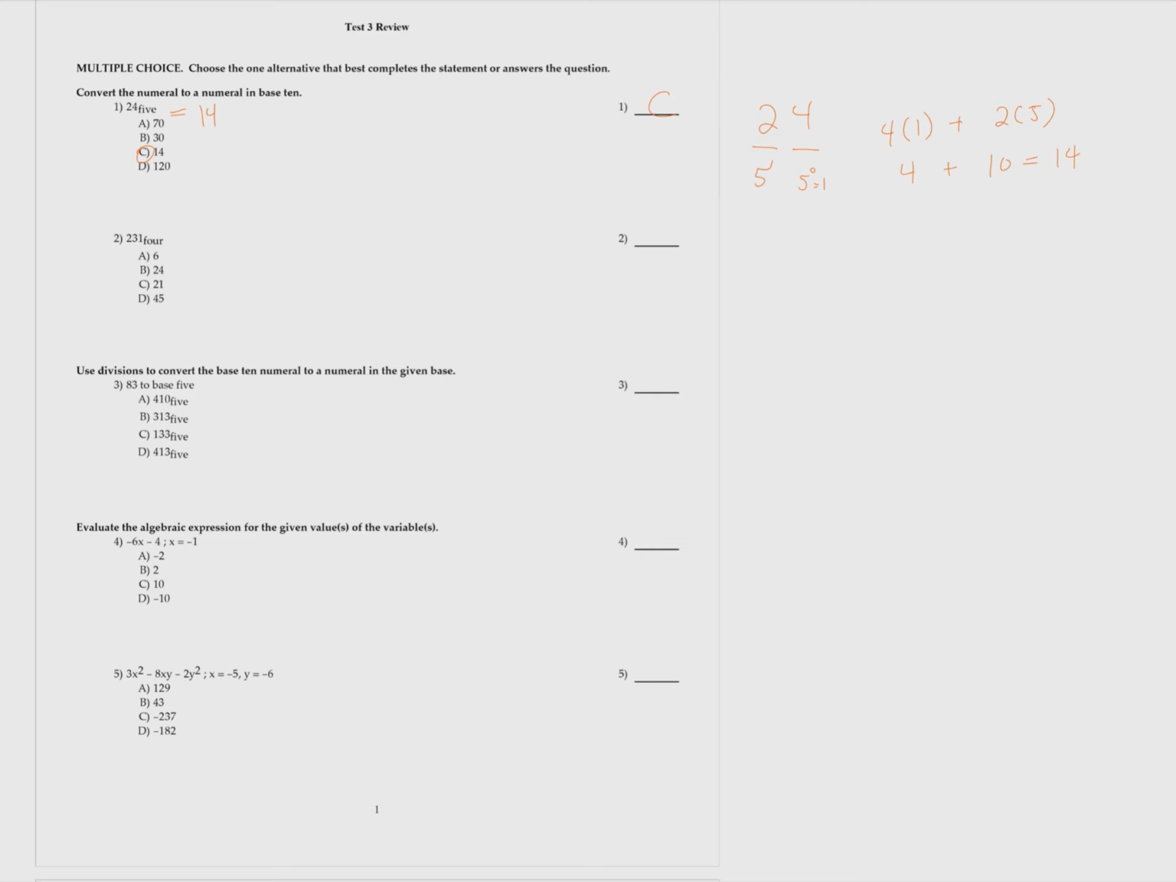Let's try number 2. It's the same type of question, different base. So I'll put the work here. I'll do it in a different color. So 31, excuse me, you have 3 digits, and it's base 4. So this is still the ones. 4 to the 0 power is still ones.